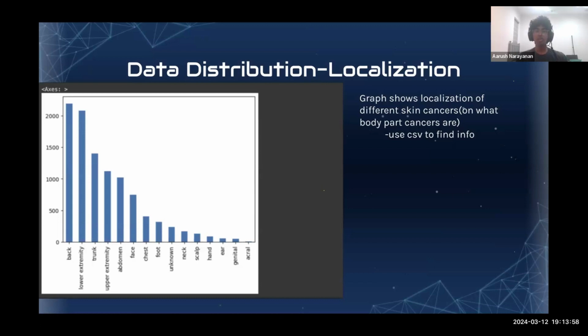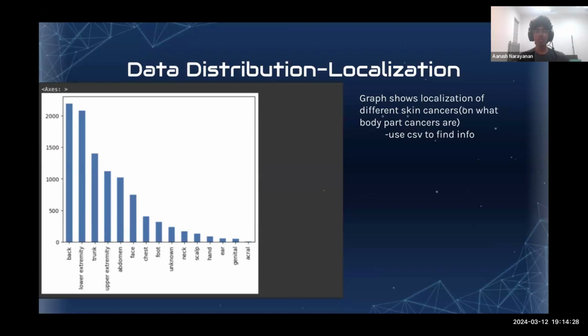Now, this does pose a small problem because when you have more data for a certain location on the body, it usually means that location is going to give a lot more accurate results. So let's say that finding out whether or not something is a skin cancer, or what type of skin cancer, on the back will have about a 90% accuracy rate. But on the scalp, since it has so little data, it might only be a 47% accuracy rate.